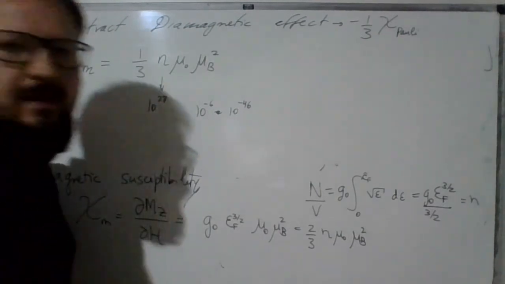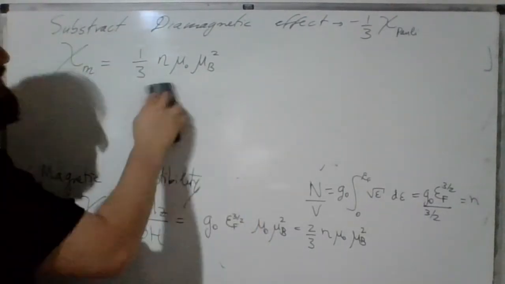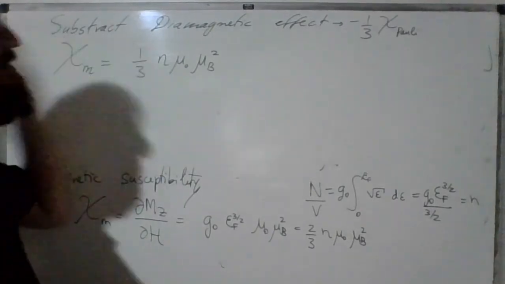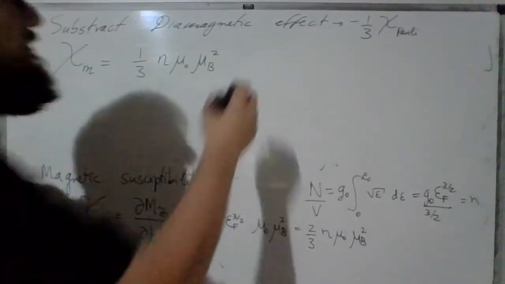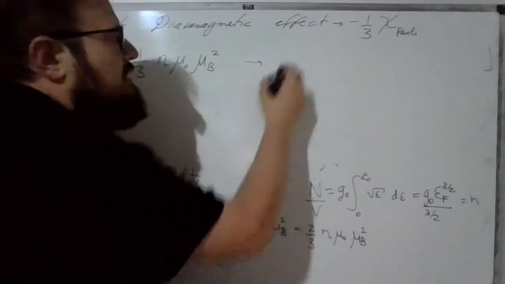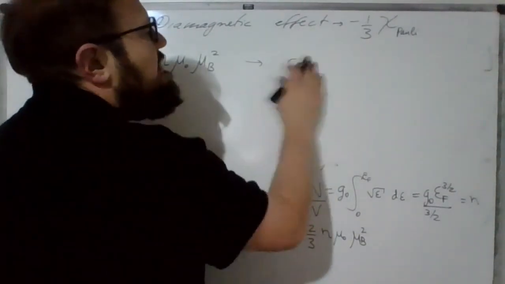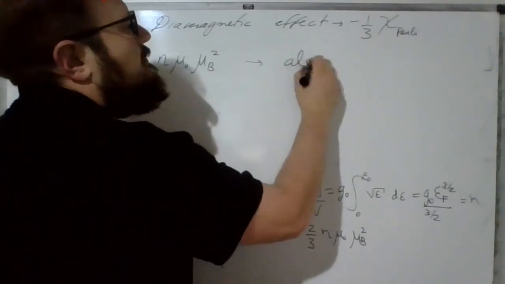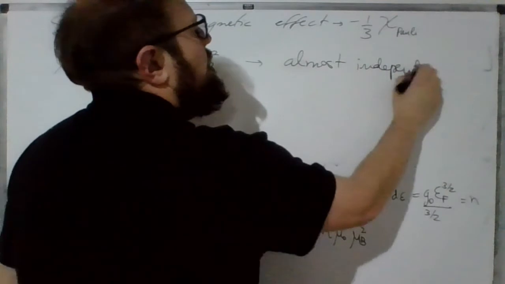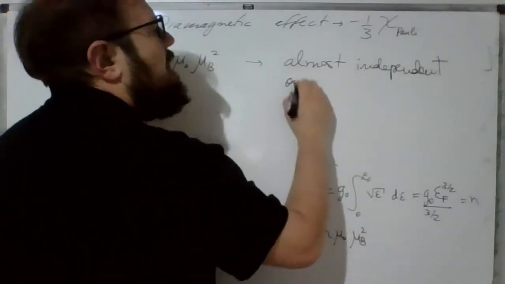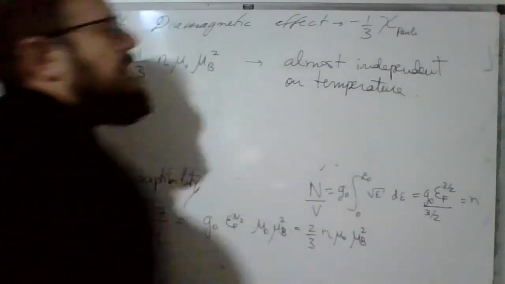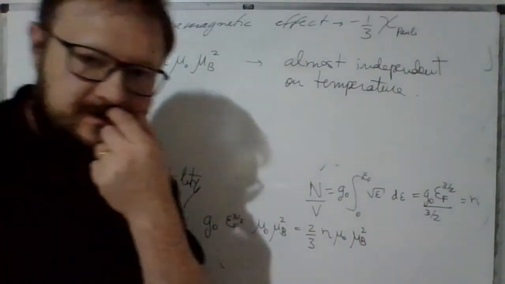So this is it for Pauli paramagnetism. Perhaps I'm missing some other constant here, but it is an important aspect to notice. It is constant, nearly constant, almost independent of temperature. Okay, this is a very important issue.